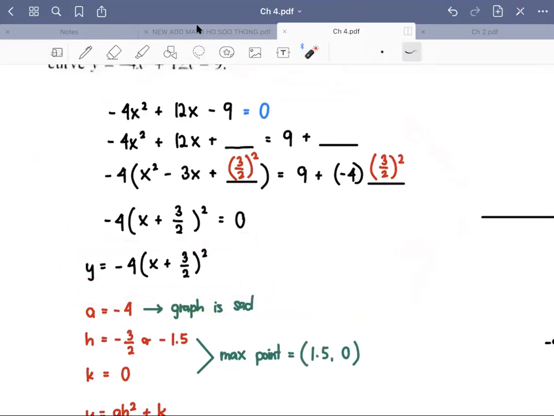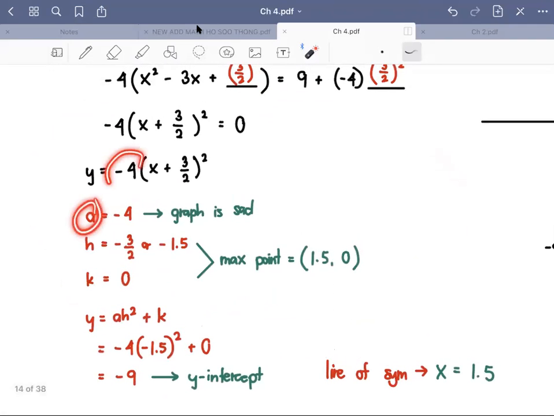And then we just do the same thing that we did before. We need to find A, H, and K. So this is A. A is negative 4, right? If it's negative 4, that means the graph is sad because it's negative. So our graph will look like this. And for H, H is negative 3 over 2, or you can use negative 1.5, whichever you prefer. And then, of course, K is missing, so it's plus 0 here. If we don't have K here, that means K is equal to 0.